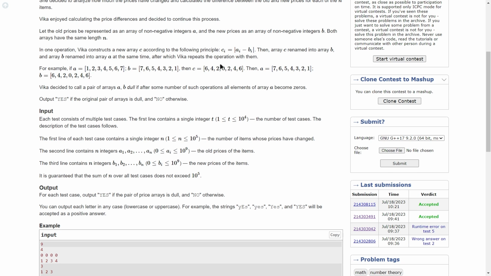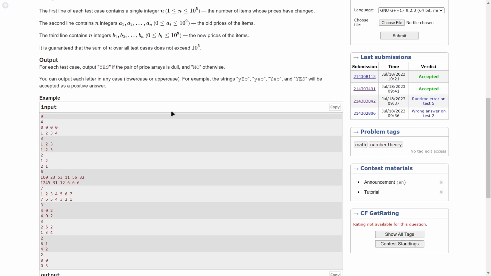Now we can perform one operation in which we set C of I as the absolute value of A of I minus B of I. After setting each C of I for all the indexes from 0 to n minus 1, we have to rename array C into array B and array B into array A. So basically all the values that were present in array B will be shifted to array A, and all the values that were present in array C will be shifted to array B. This is what they are trying to say.